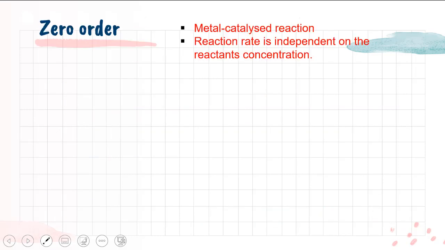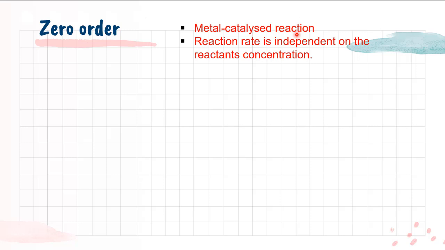All right, so next we want to look at the overall order of reactions, and we have three orders altogether, which is zero order, first order, and second order. So first of all, zero order. This zero order refers to the overall order of reactions. Normally, zero order refers to some reactions which use metal as the catalyst. So metal-catalyzed reactions. For example, the metal catalyst will be iron, nickel, platinum, etc.